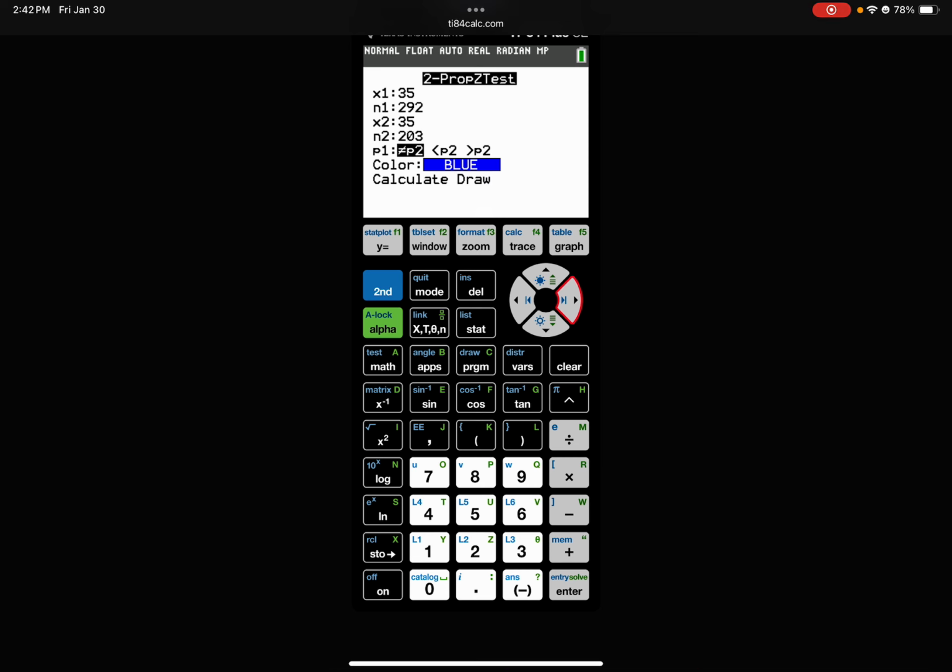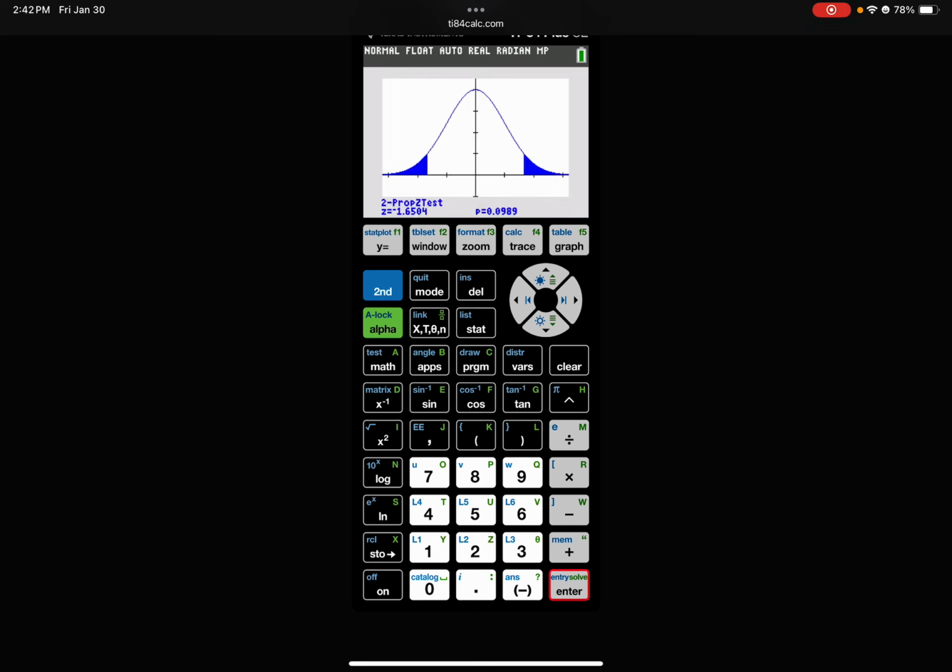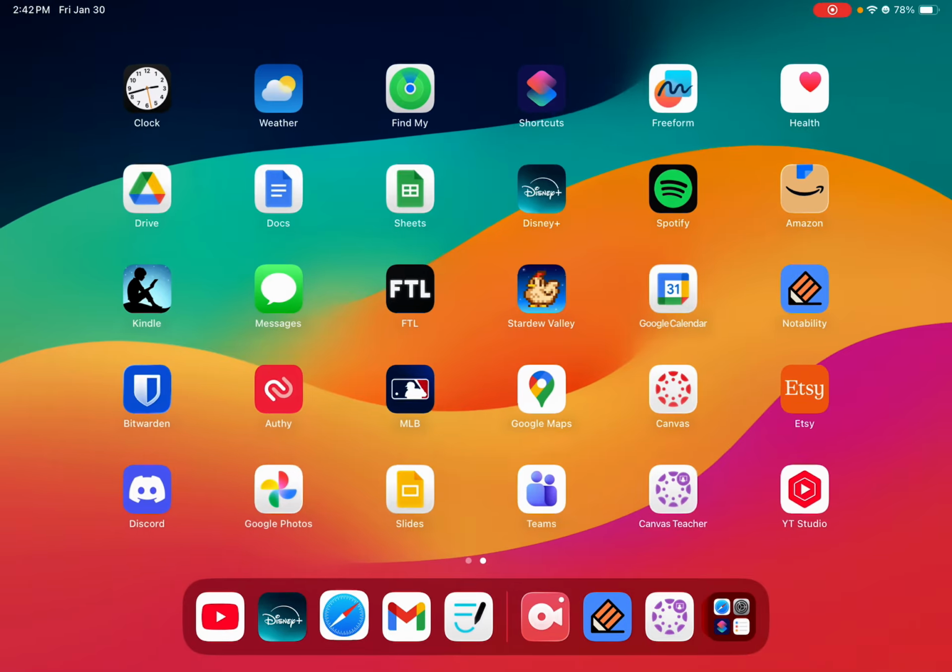I'm going to go ahead and click draw just because I like to see what that p-value represents here. So in this case, the p-value, or excuse me, the test statistic is on that left-hand side. Remember, our test statistic is that z-score of negative 1.6504, and our p-value is that value in the middle, p equals 0.989. So let's go ahead and hop back.